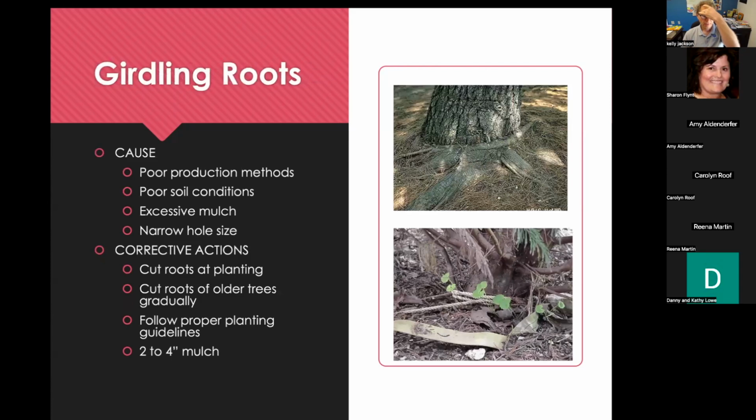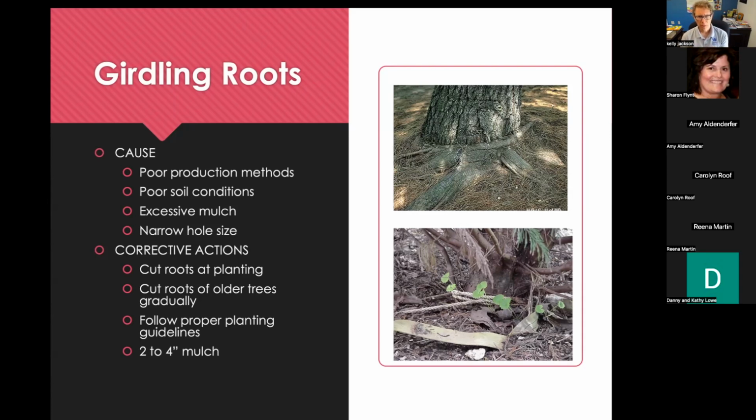I would say out of the half of the tree visits that I make, the first group all fit into being planted too deep. The other group fit into this girdling roots group, and this is a big deal. It's something that can be corrected, but it has to be corrected early. So usually whenever I'm looking at a tree and it's got a girdling root, this tree has already been in the landscape for 8, 9, 10 years or more, right?